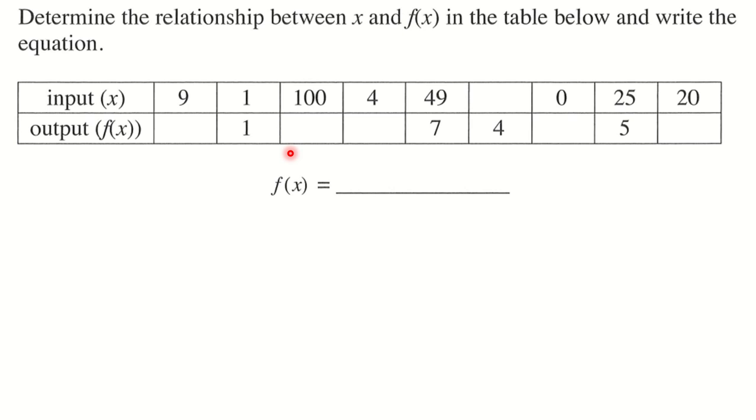All right, so listen, this is a very important thing to do. I want you to pause the video right now, and I want you to think about what function would produce this, and then fill in this table and write down the function rule. Pause it now.